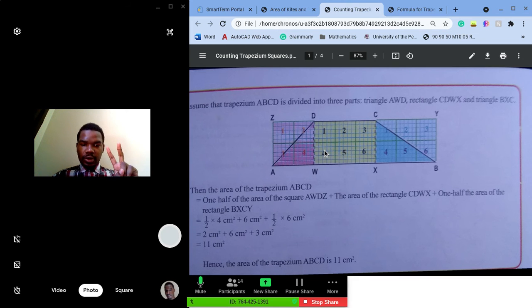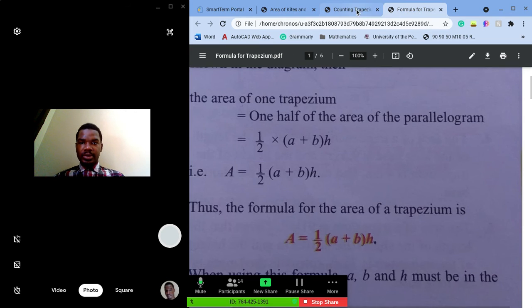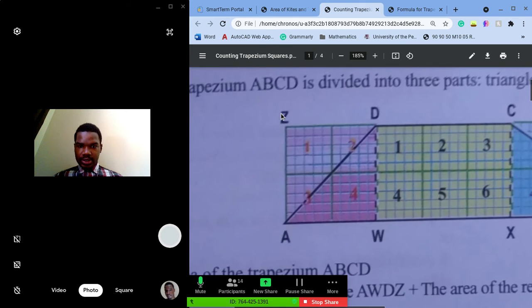So 2 things we have to complete today. We have to learn how to count the squares in a trapezium, and then finally we're going to learn the formula to calculate area in a trapezium. So quickly, let's get started. If you're not finished, just take a photo and complete it after. So here's the first thing we're going to do now. What would be 1/2 of the square AWDZ?